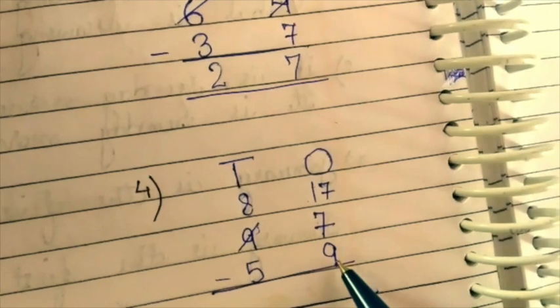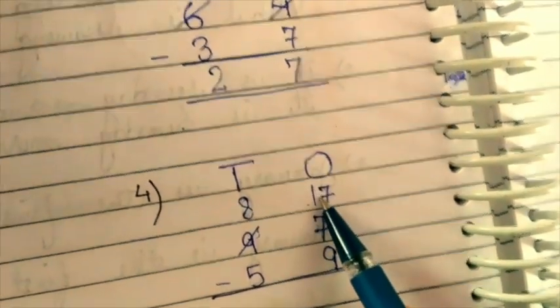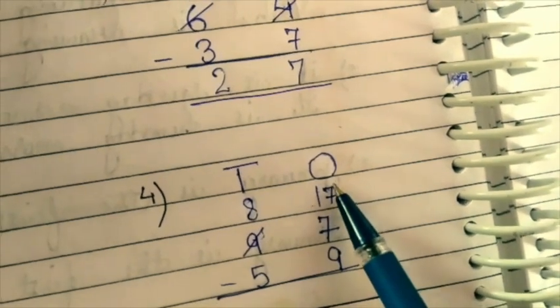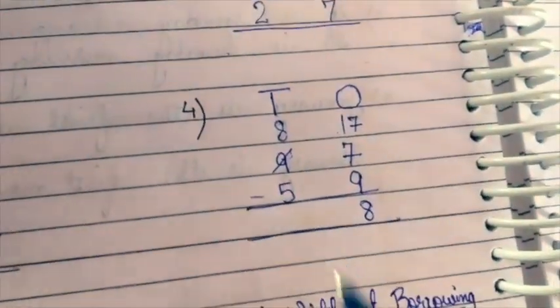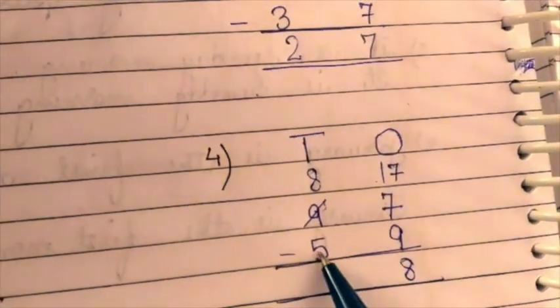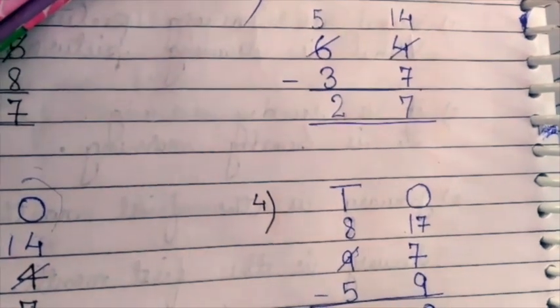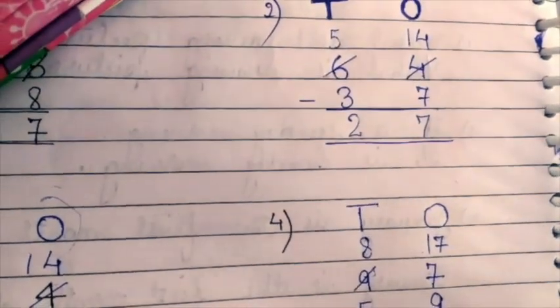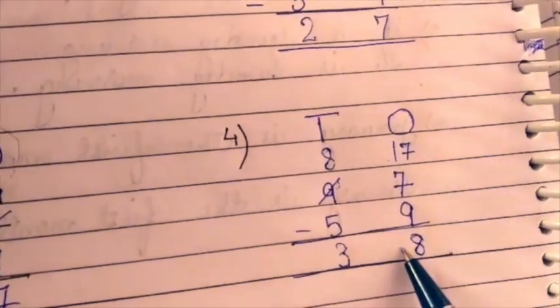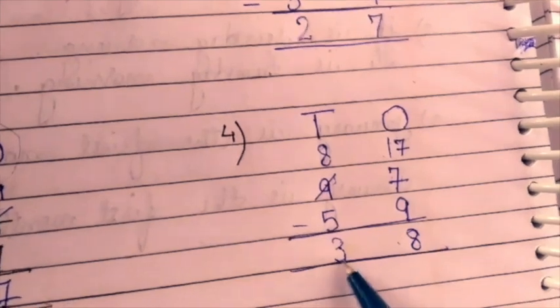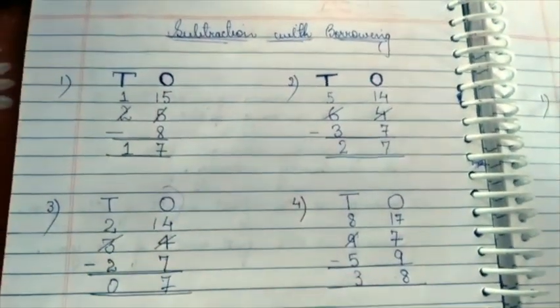Now we can easily subtract 9 ones from 17 ones. So 17 ones minus 9 ones is equal to 8 ones. So we will now write 8. And 8 tens minus 5 tens is equal to 3. So what do we get? 97 minus 59 is equal to 38. 38 means 3 tens, 8 ones. I hope students you have understood subtraction with borrowing.